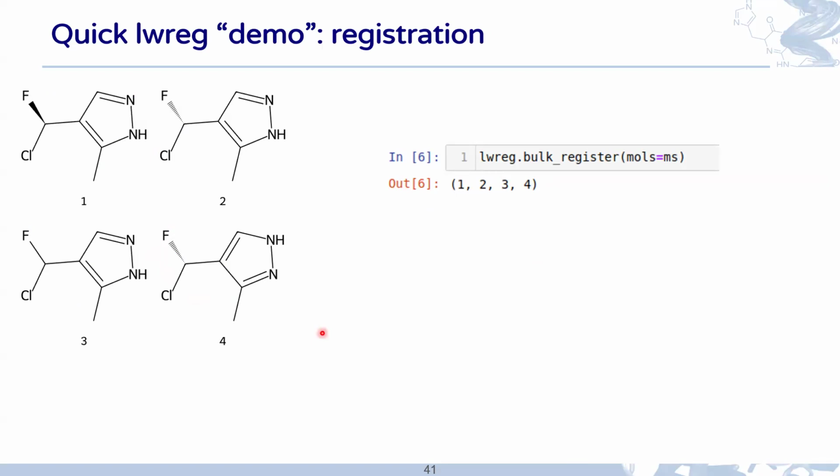I start by registering some compounds. I have these 4 molecules. We have 2 things that are stereoisomers of each other, 2 different tautomers, and 1 molecule that's flat. I register those with a call, bulk register, that you give a set of RDKit molecules to, or an SD file. And it registers and gives you back the IDs of those molecules. So this is a new database, so they're all unique. I get back 1, 2, 3, 4.